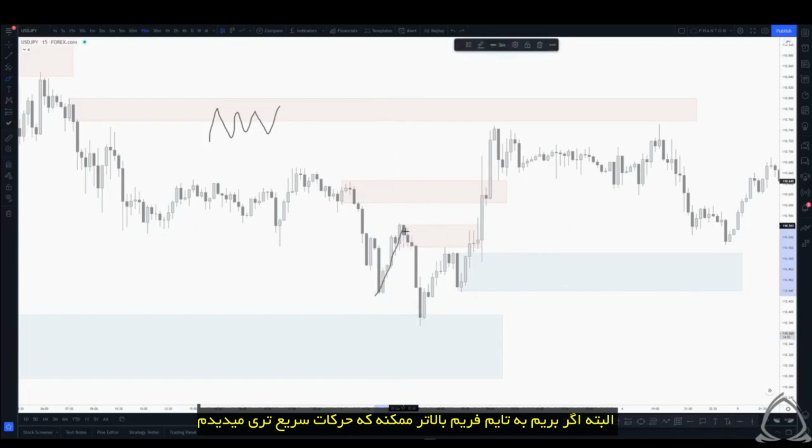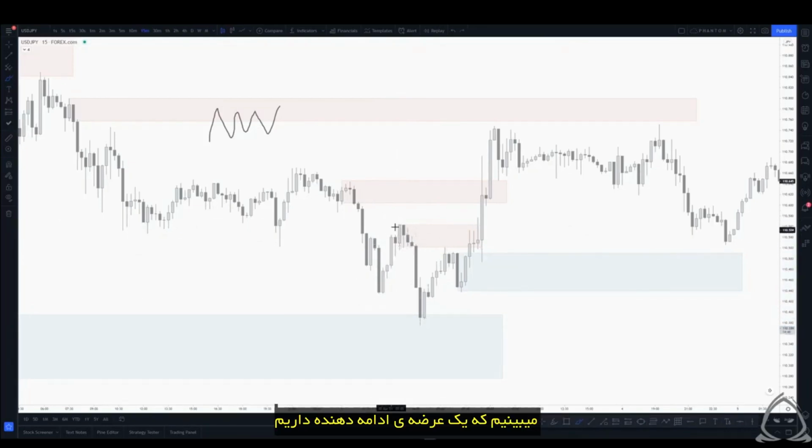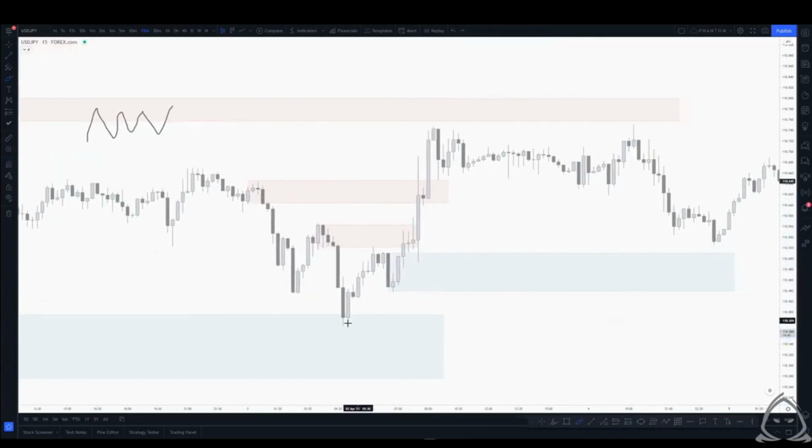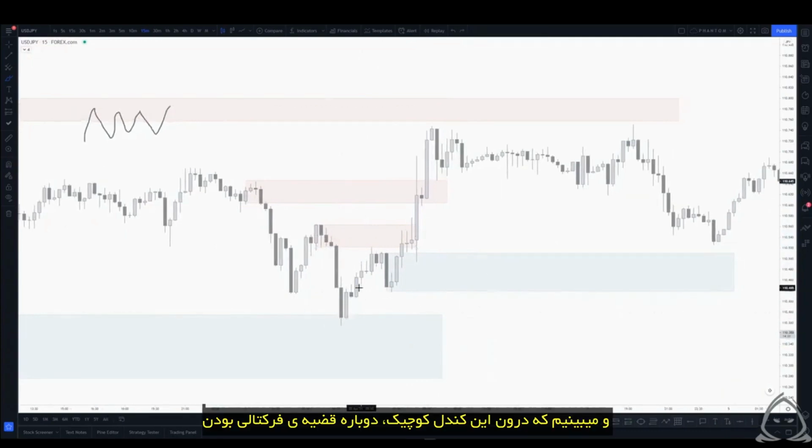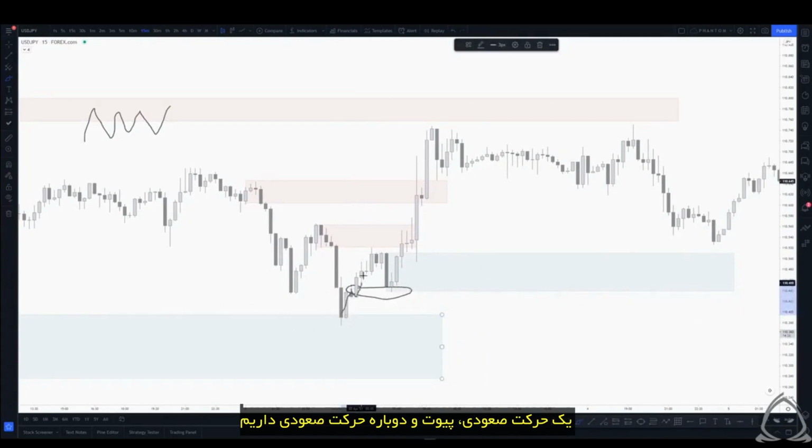Of course, if we navigate it up to a higher time frame, we might see something a little bit more aggressive. Then we can see that we have a more continuation styled supply zone. And then we move back down in, and what we can see is in this small candle, again, touching on the fractal nature, we have a move to the upside, a pivot, and then a move to the upside.